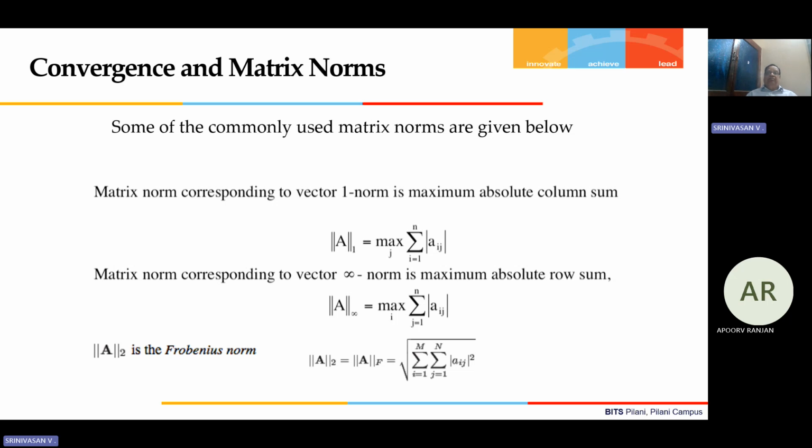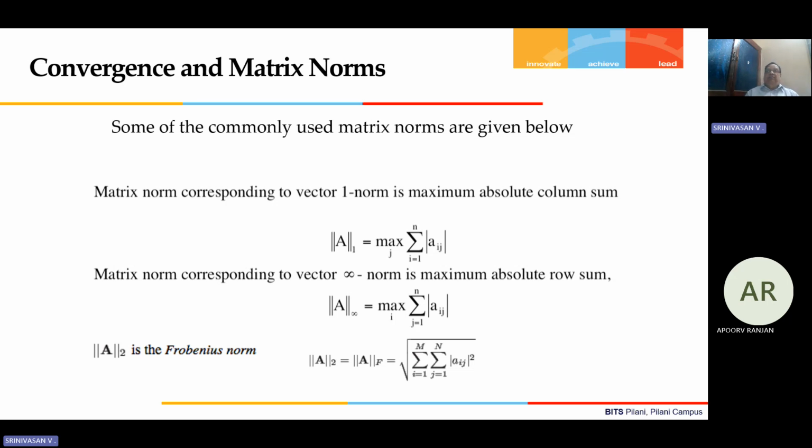Similarly, matrix norm corresponding to vector infinity norm is maximum absolute row sum. That is maximum of the sum of absolute values of each row. That is norm A suffix infinity is maximum over i of summation modulus Aij, j equal to 1 to n. That is over row, isn't it?